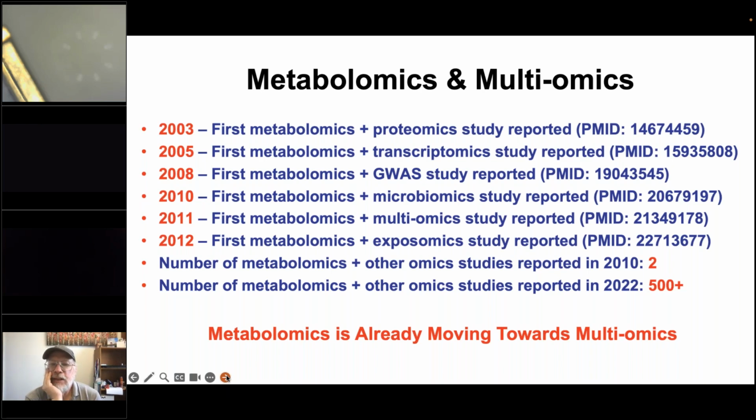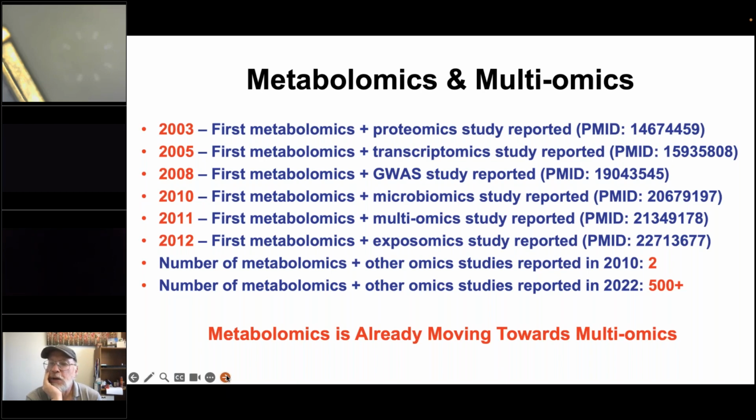So if you look at how the trends have been going, as far back as 2003, people started combining metabolomics with proteomics. Then in 2005, they combined metabolomics with transcriptomics. In 2008, metabolomics was being integrated with GWAS studies. That led to what are called MWAS studies. Microbiomics or metagenomics were combined with metabolomics in 2010. The first multi-omic studies where you used more than 2 or 3 studies of different omics disciplines was done in 2011. And then exposomics studies started being combined with metabolomics in 2012.